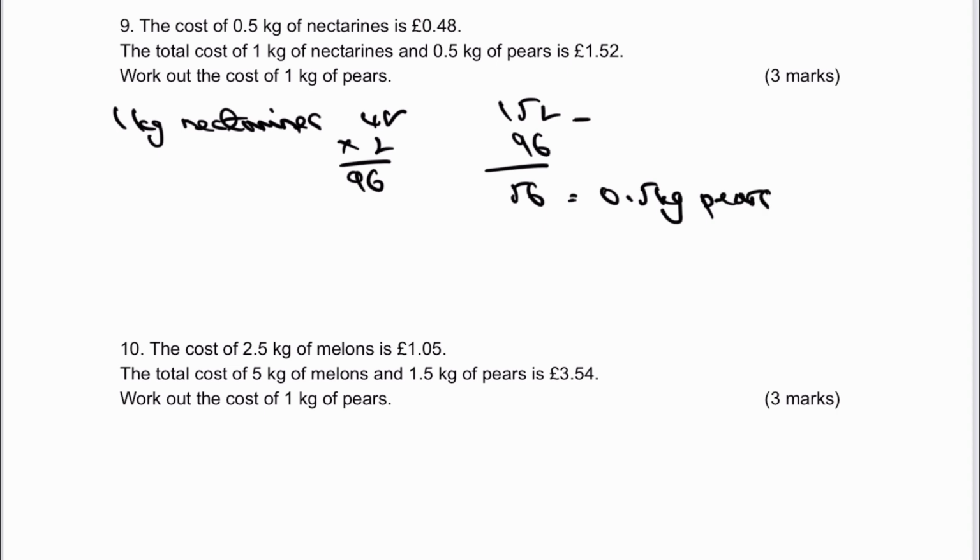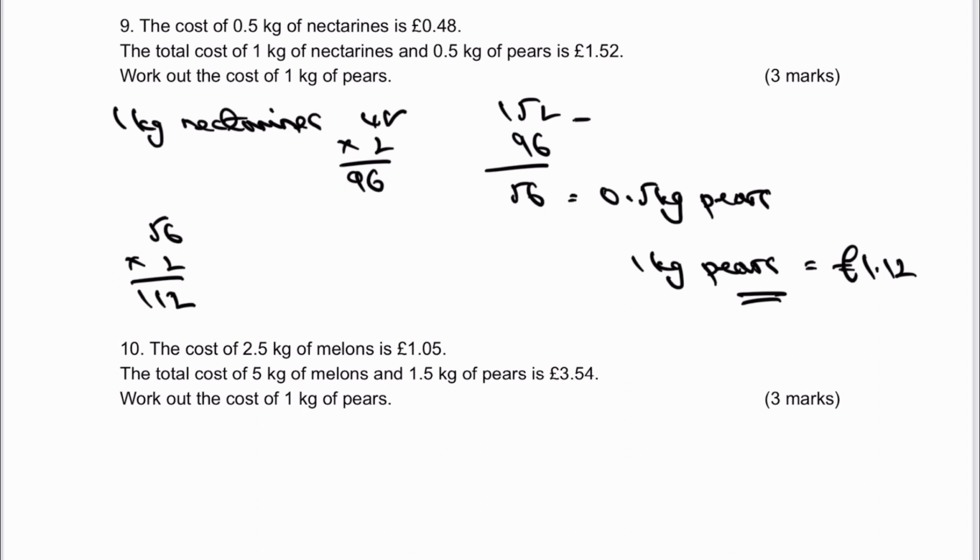Okay, so quite an easy one, this particular one. If I want to work out 1 kilogram of pears, it's going to be 56 multiplied by 2, which is going to be 112. Okay, so 1 kilogram of pears is going to be equal to £1.12, and that would be the answer to that particular question.